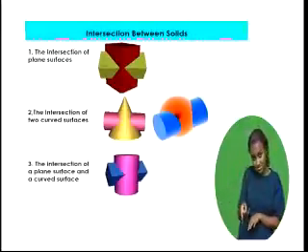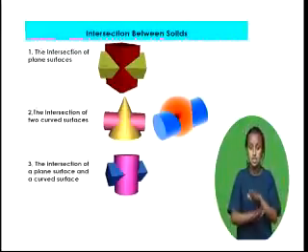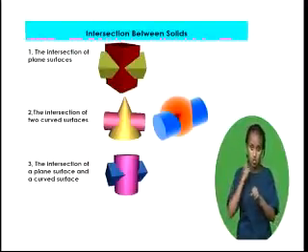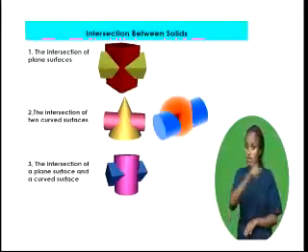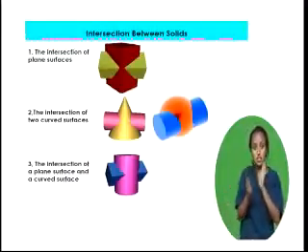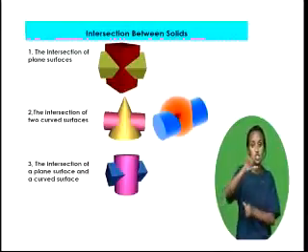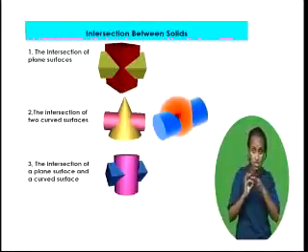The intersection of a plane surface and a curved surface: when two solids, one bounded by planes and the other having curved surface, such as prism and cylinder, intersect each other, the line of intersection is a curve.